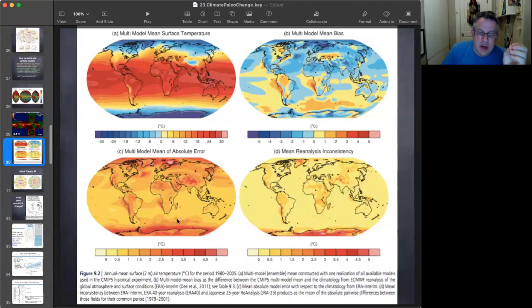Here is the multi-model mean of the absolute error. So this is now how many degrees wrong you are between those two. This is the absolute error, so it's not the average the way that the bias is. This gives you a sense of how wrong they are. And then here's the mean reanalysis inconsistency. This is basically a comparison between weather forecasts and climate models. So that's the game.